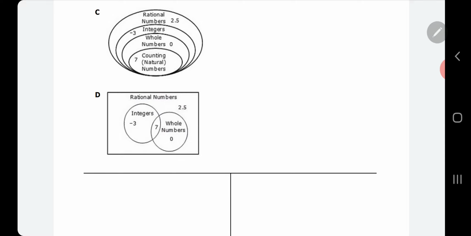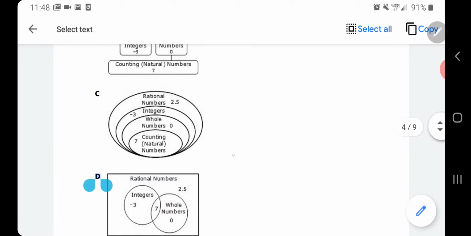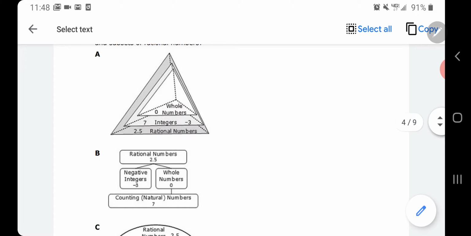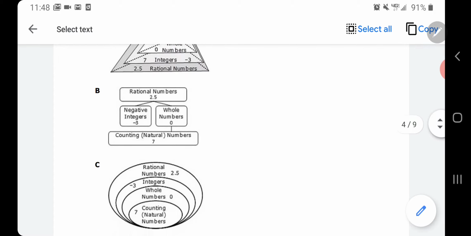The problem I have with this one is all the whole numbers are a subset of the integers. So this whole number circle should not be on its own or have some numbers outside. All of the whole numbers would be inside the integers. So the whole number circle should be inside the integers. So this one is wrong as well. And that is the answer they gave in the answer key. But like I said, this A would be wrong too because that number 7 should be within the whole numbers as well.